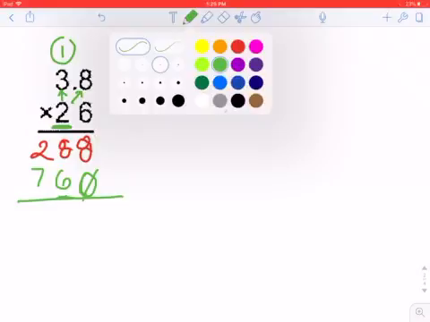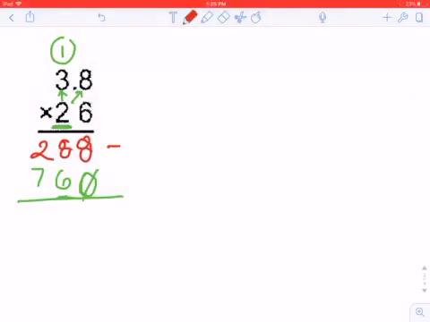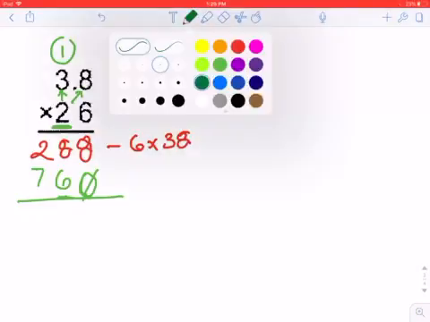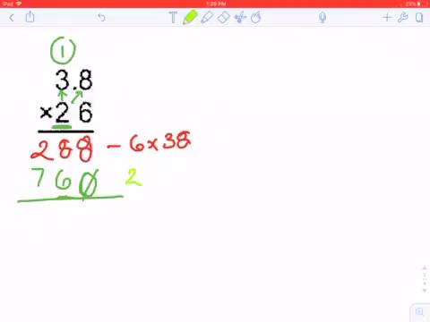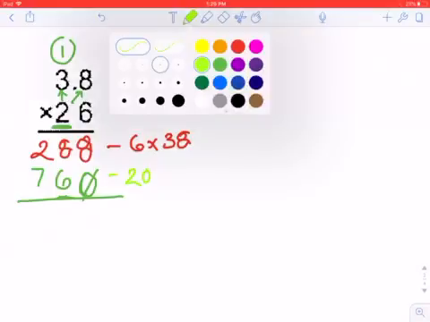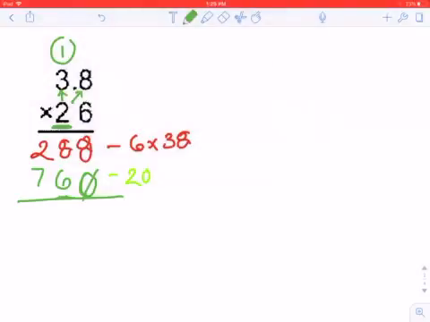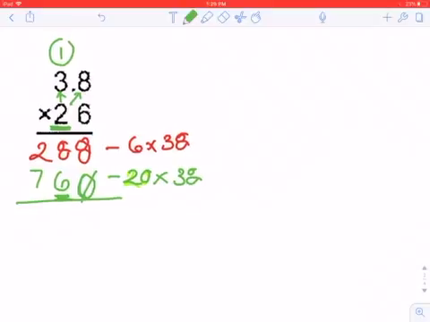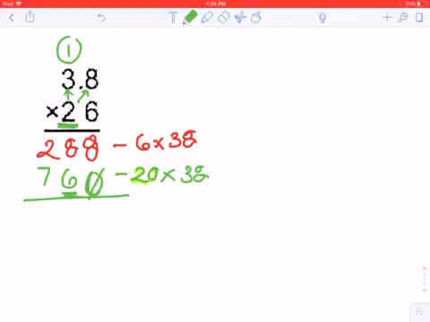I really just want to step back for a second and say, what we just did here was 6 times the 3 and the 8. That's 6 times 38. What we did down here was 20 times 38. Right? Remember how we started in the tens place? That made it seem like we're not multiplying by 2 anymore. We're multiplying by 20. That's why we added that extra 0 there at the end.